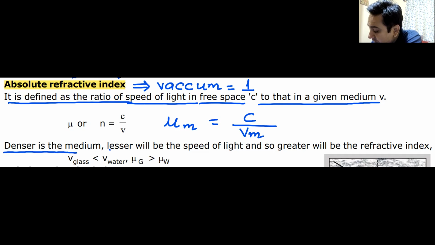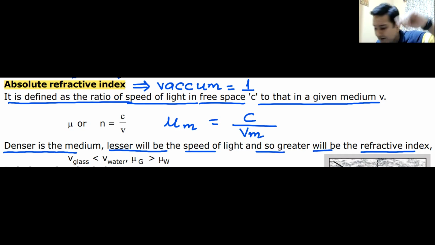Denser is the medium, lesser will be the speed of light, and so greater will be the refractive index. If the speed of light is less, the ratio c by v will become more, and hence that medium becomes a denser medium. Speed of light in glass, as an example, is less than the speed of light in water. Light travels faster in water compared to glass. Therefore, the refractive index of glass is more than refractive index of water. Water is a rarer medium. Glass is a denser medium. Do we understand this?